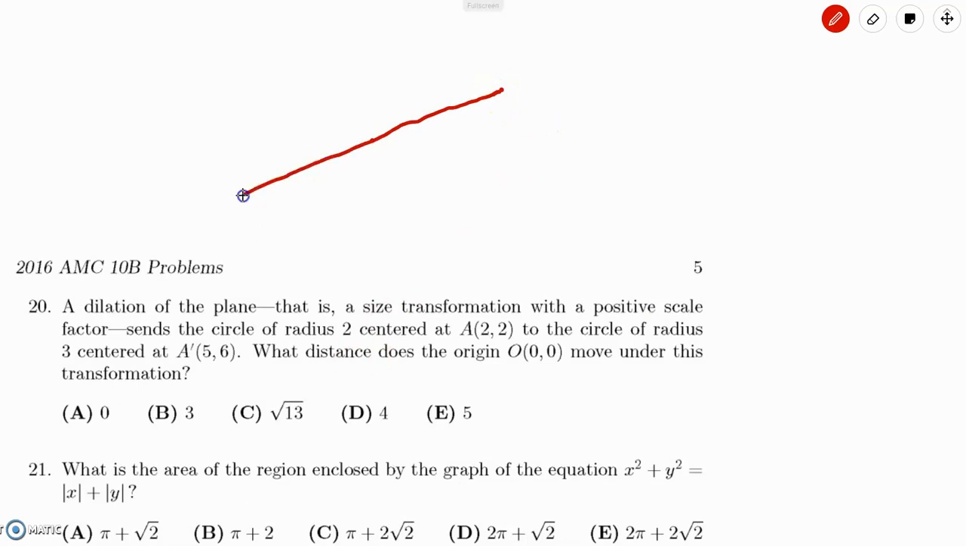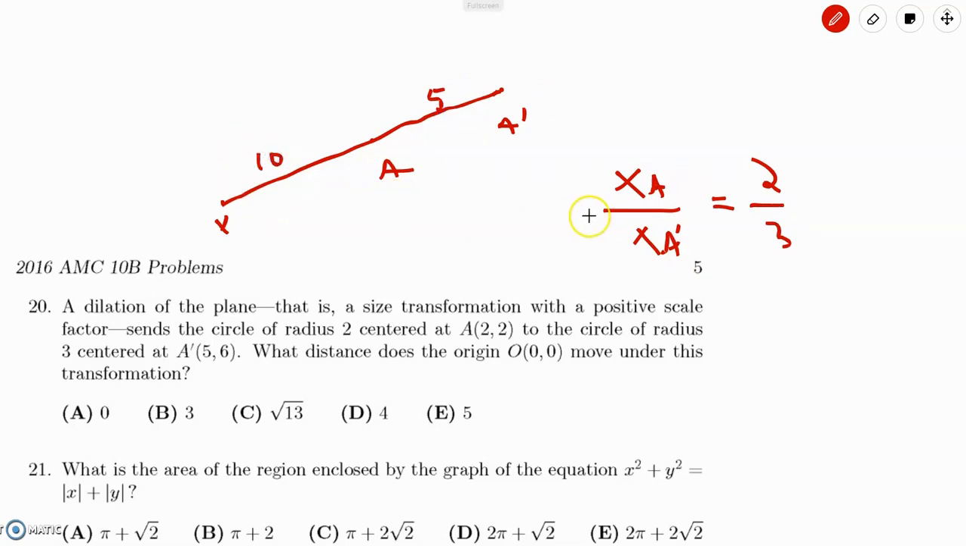So that means if you dilate it from this point X, so this is A and A prime, that means XA over XA prime is equal to the ratio of their radii, which is equal to 2 over 3. And AA prime is equal to 5. That means XA is equal to 10. And you have to find the value of XO. And this goes to O prime. And you want to find the length of OO prime.